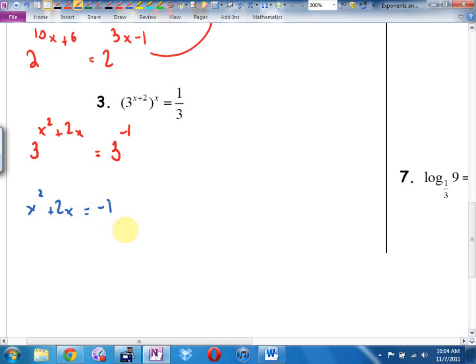Oh, what kind of an equation is this? It's a quadratic? How do I know? It's got a squared. How do I solve a quadratic? Oh, the first thing we always did was make it equal to 0.